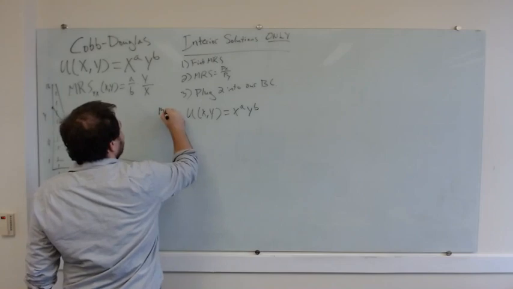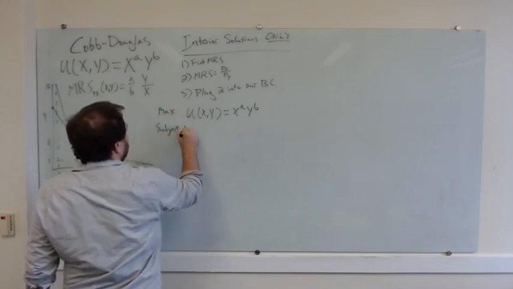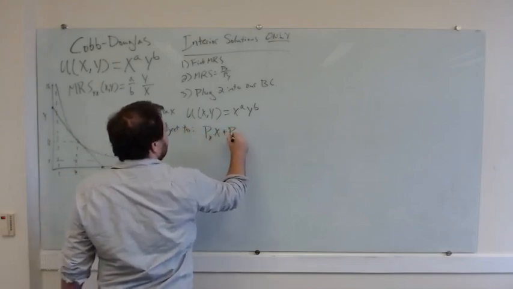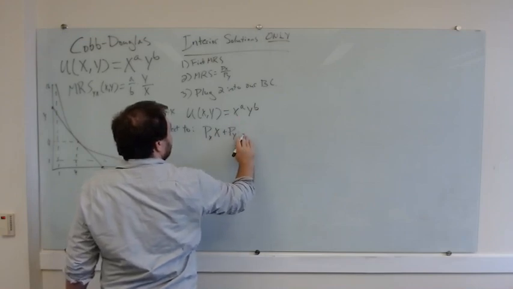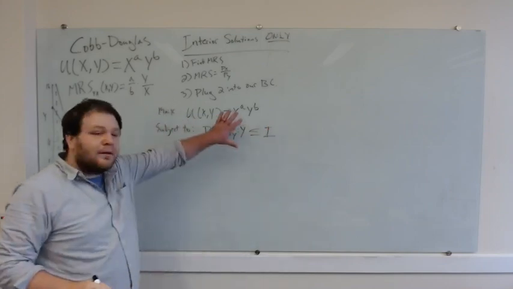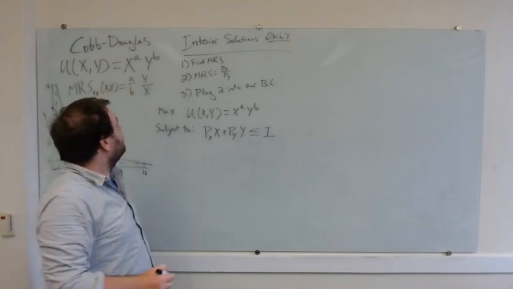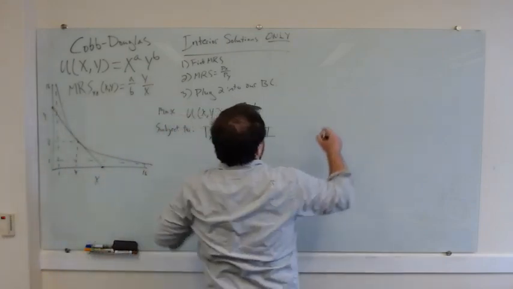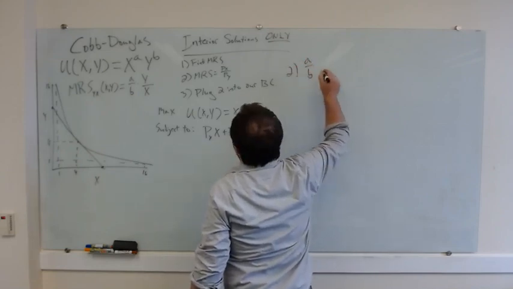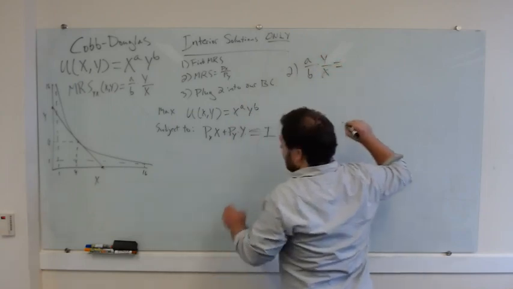And we want to maximize that, subject to the price of x times the amount of x plus the price of y times the amount of y has to be less than or equal to our income, right? Completely generic budget constraint. Okay, so we've already done step one, right? So let's go to step two. So we're going to say A over B times Y over X, right? It has to equal our price ratio, Px over Py.